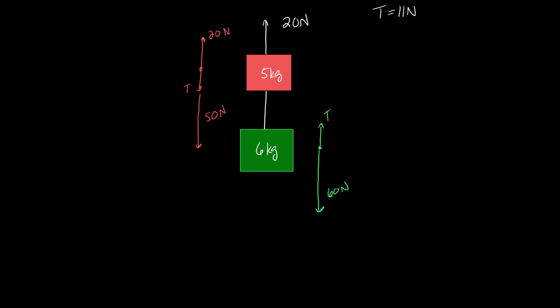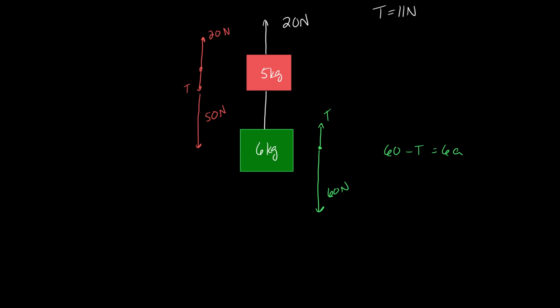Did you make downwards positive? I'd make downwards positive. We know it's accelerating downwards, so I'd make downwards positive. You don't have to, but I'm going to. So when I work the problem, that's what I'm going to do. In fact, I'm going to say for this one, 60 minus T equals 6a. Is that what you're going to do? Is that what you did? I hope so.